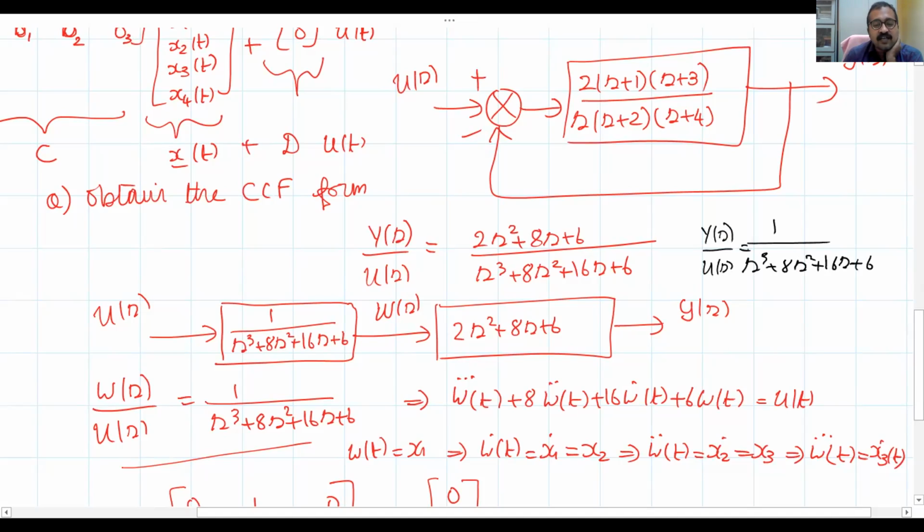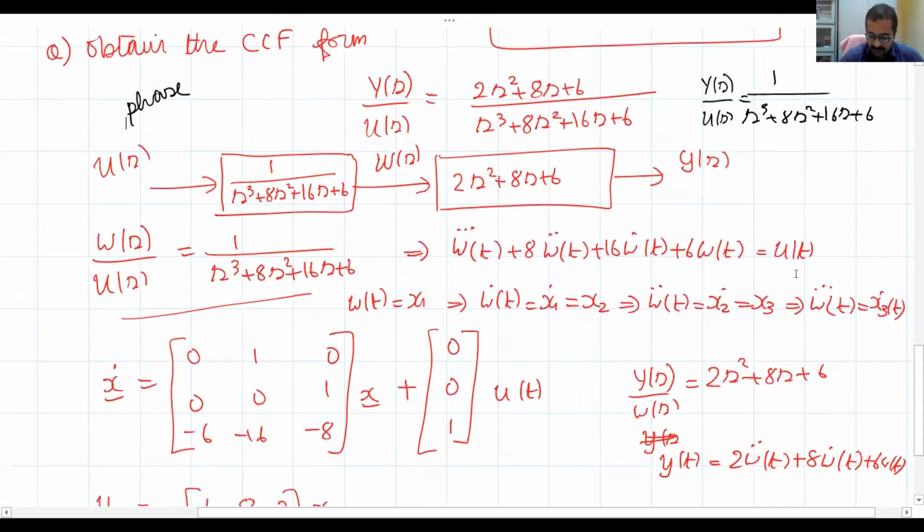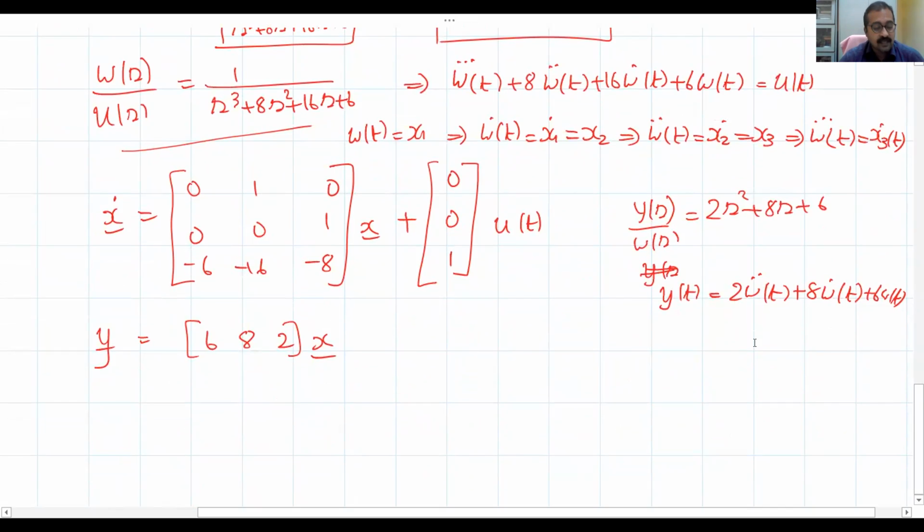Okay, so what is basically happening here? We are defining the output variable and its derivatives as state variables. The term phase in the phase variable form comes from physical chemistry, where different phases of matter were studied using this kind of representation. That is why it is called phase variable canonical form. So this is one of the canonical forms, or one of the standard forms, right?